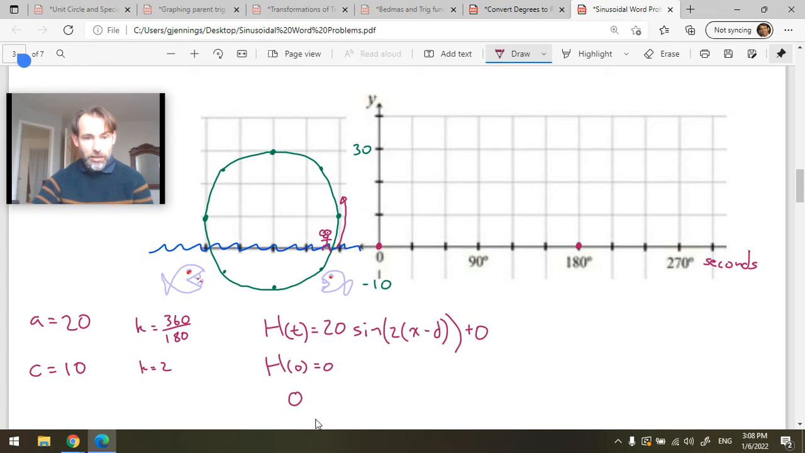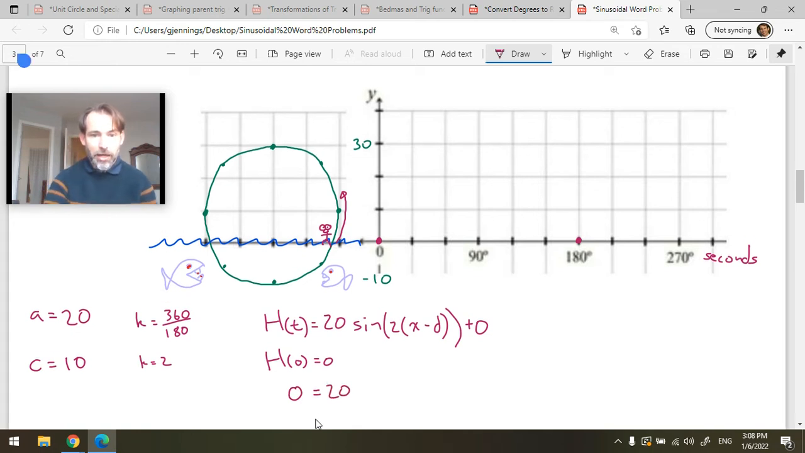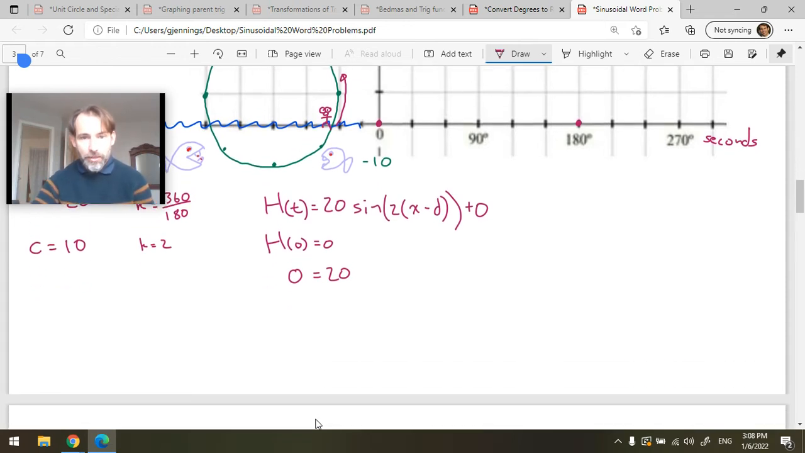This is h at t equal to 0, which is equal to 20 multiplied by sine of 2 times 0 minus d, plus... why did I put plus 0 here? That's so strange, Mr. Jennings. It's plus 10. The horizontal axis is 10. The c is 10, it's right there. It's so strange that I wrote that. Plus 10. Okay. Now rearrange and solve.